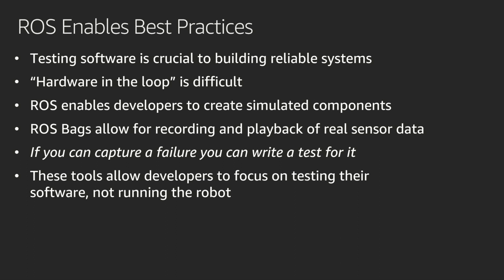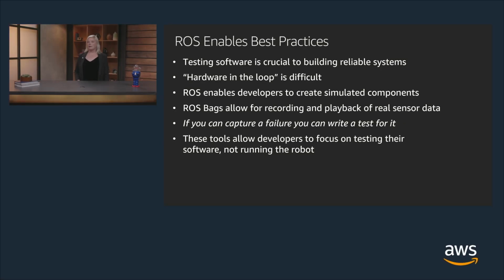Furthermore, ROS enables best practices. In any software environment, testing software is crucial to building reliable systems, and the same is true in robotics. Often we hear it from individuals that hardware in the loop is extremely difficult. Well, sometimes you don't actually need the hardware to test your robot. ROS enables developers to create simulated components using Gazebo and Ignition. Moreover, ROS Bag allows you to record and play back real sensor data to make your test even more reliable.